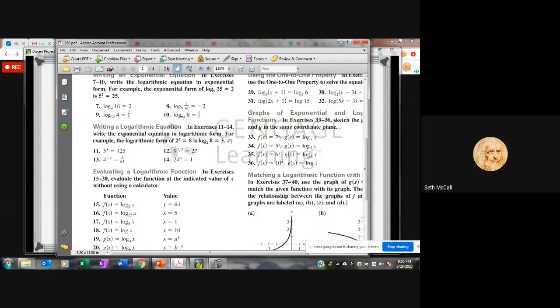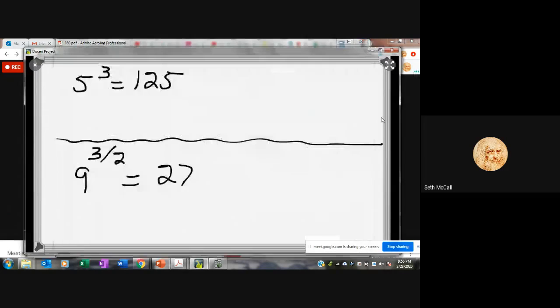The next one after that, I'm going to write two down at a time, it's going to be 9 to the 3/2 equals 27. Okay, so there we go. There's the next two problems we're going to work on. So these are both in exponential form, you can tell because they have an exponent. So we want to key in on that exponent, actually look at the base.